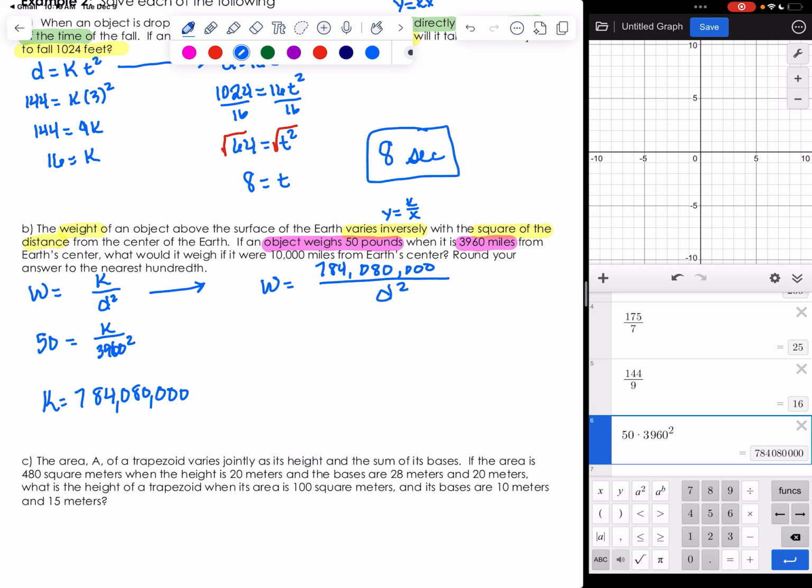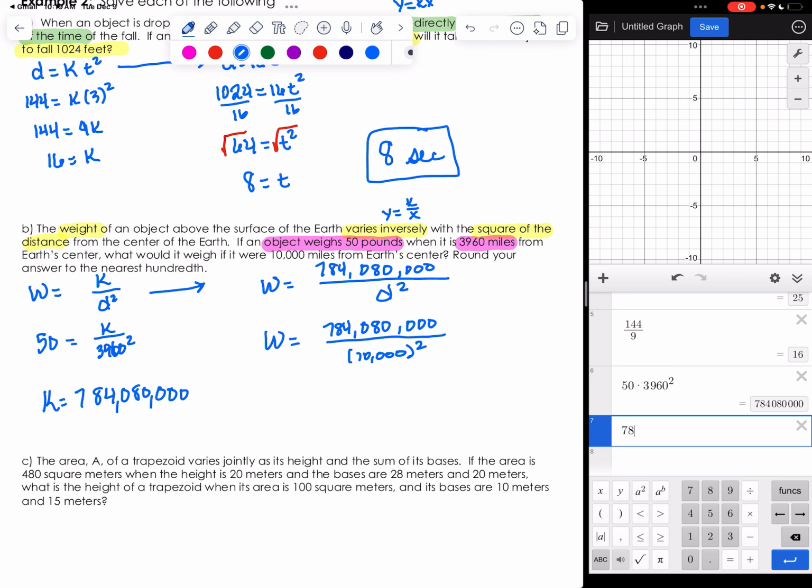Now we can answer the question, what would it weigh if it were 10,000 miles from the Earth's center? So the weight would equal 784,080,000 divided by 10,000 squared. So we'll use our calculator here, 784,080,000 divided by 10,000 squared. And we get a weight of approximately 7.84 pounds.